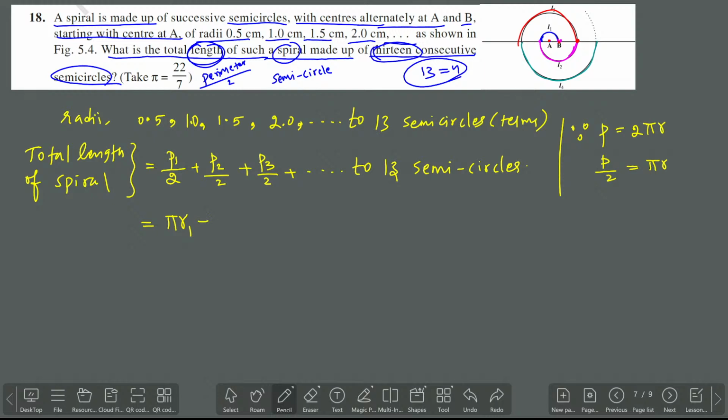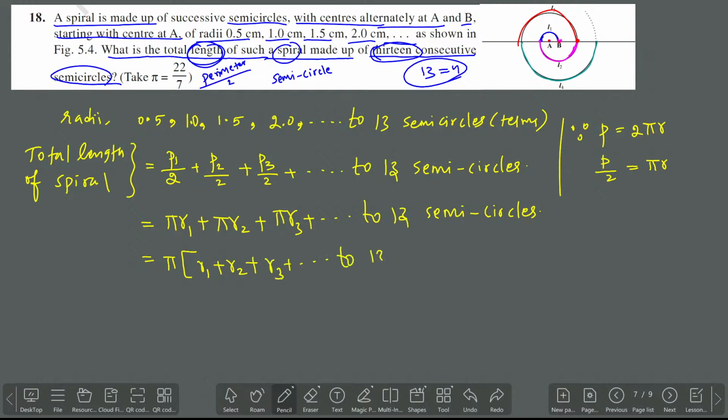So, here pi r1, r1 in the sense first radius, first semicircle. Pi r2, second. Pi r3, third. It's going to 13 semicircles. The work is going to 13 semicircles. It's going on. Understand? Now, what is common in all the places? Pi is common in all the places. So, I'm taking r1 plus r2 plus r3, it's going to 13 terms. For 13 terms, I'm taking pi outside.